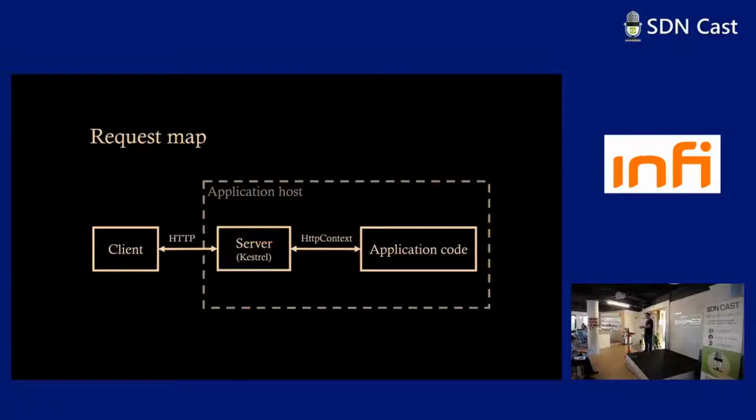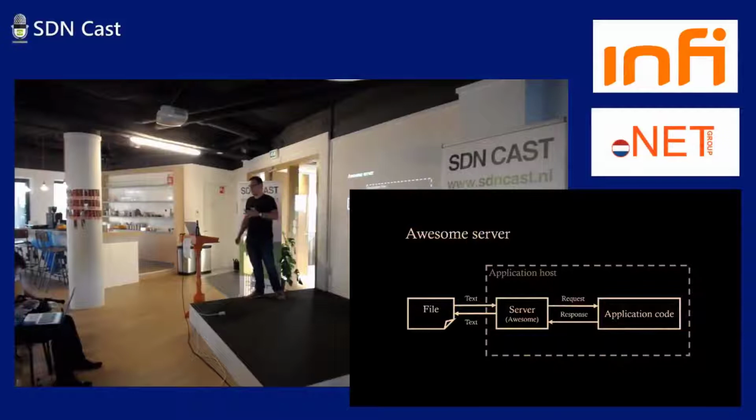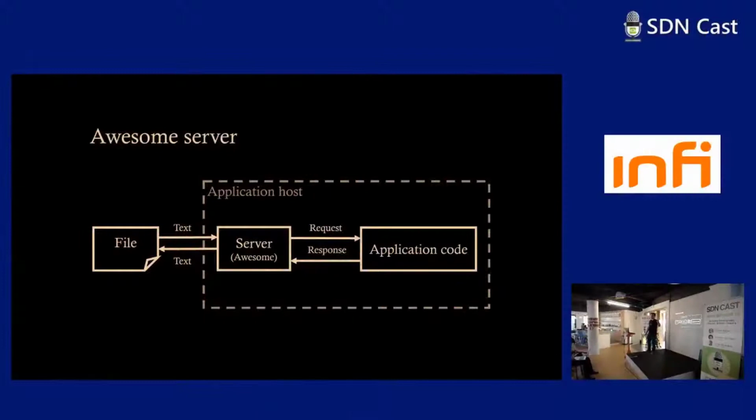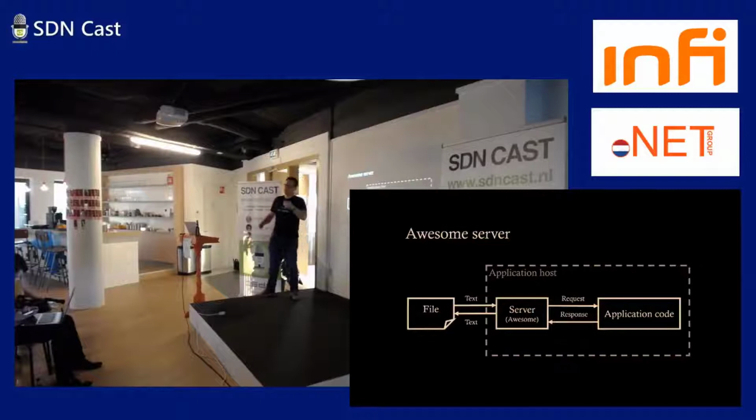So it got me thinking, why don't we build our own awesome server? It's the same as reading from a network port, but it's actually reading from a file. Imagine we have a file that gets dropped into a folder, and our application picks up that file as a request. The same request that Kestrel would give you, it will just read from a file instead of a network. It doesn't solve a business problem, but it's cool, right? Just to give you an idea what we can do. So here we have text going in, it turns it into a request, and a response comes out, whatever response the server spawned up.